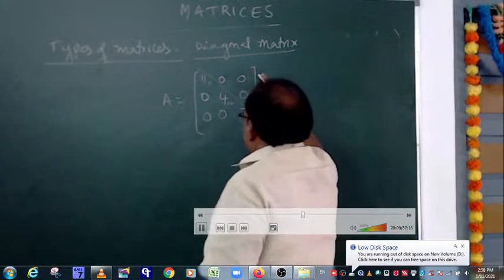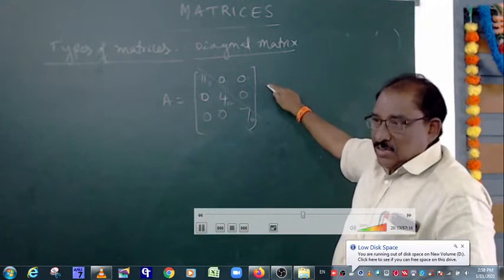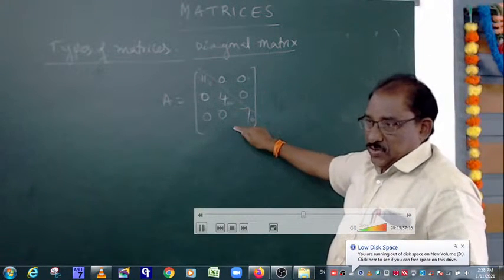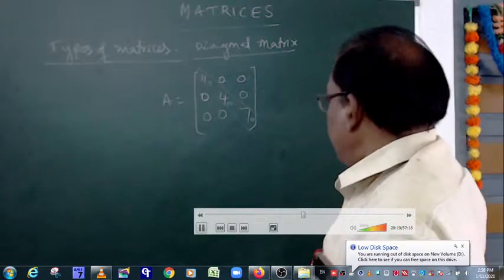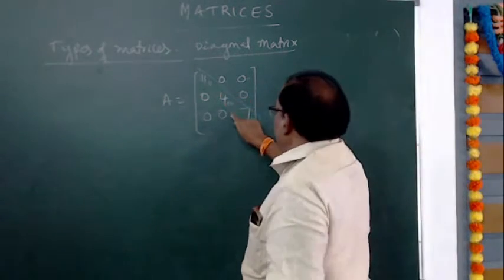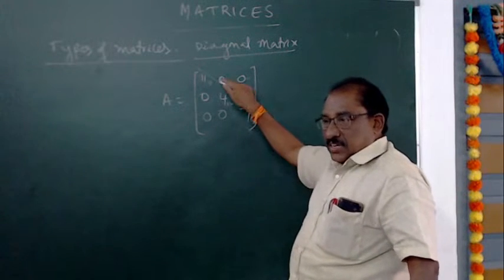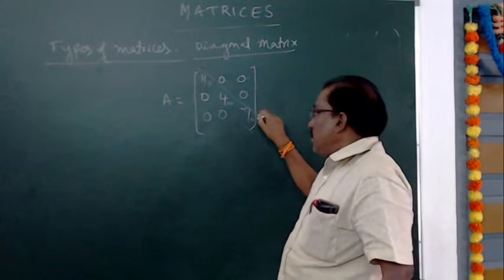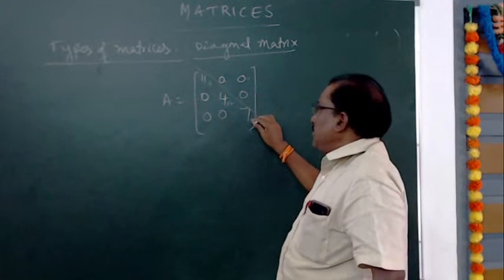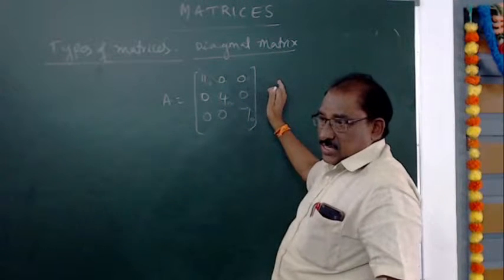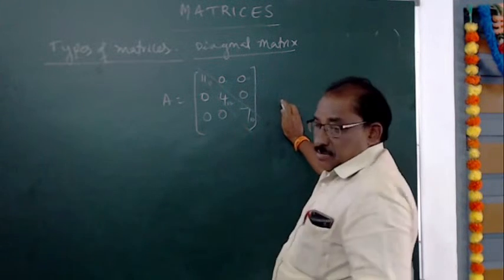If each non-diagonal element in a square matrix A is equal to 0, then it is called the diagonal matrix. Take this example: 11, 4, 7 are the diagonal elements. This is the principal diagonal, and the other elements are non-diagonal. So this is a diagonal matrix.